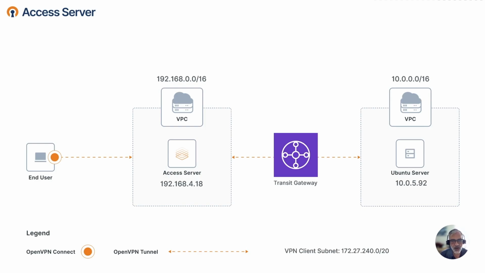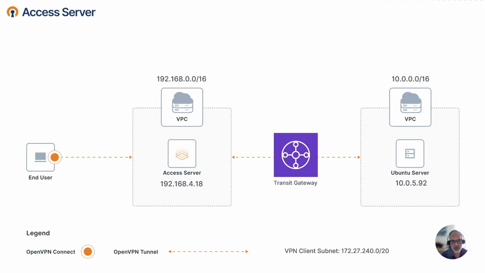By default, AWS doesn't let VPCs talk to each other. But with the right transit gateway setup, you can bridge that gap. On the screen here, you'll see our first VPC with the subnet of 192.168.0.0/16 connected to our second VPC with subnet of 10.0.0.0/16 through the transit gateway.